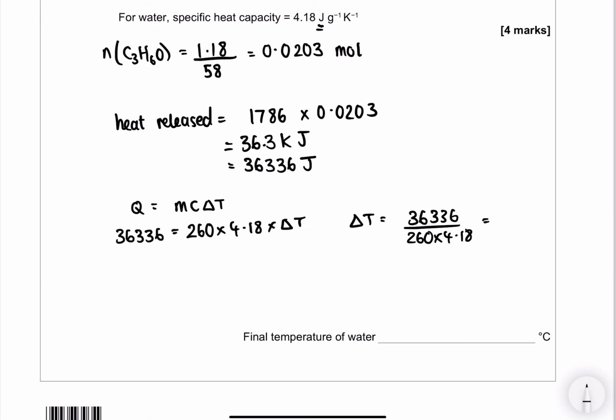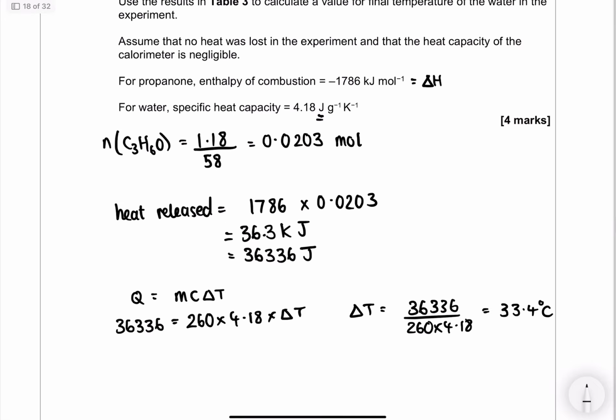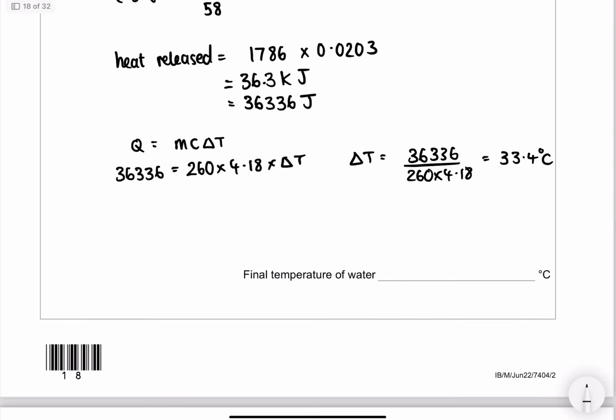And we get a delta T of 33.4 degrees C. Now, given that the temperature started at 22.3, the final would be 22.3 add the 33.4, because it's an exothermic reaction, the temperature needs to go up. And so we're getting 55.7 degrees C.